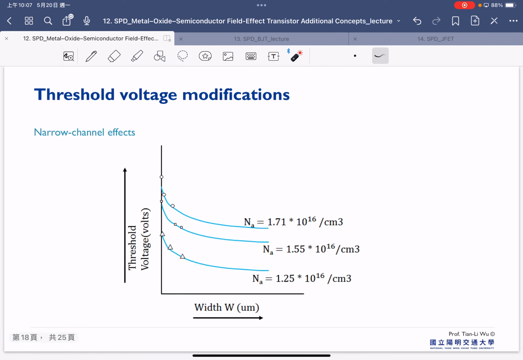Okay, so this is some of the result for narrow channel effects here. So you can see that there's a dependency on the width here. You can see the threshold voltage increases once our channel width is decreased.